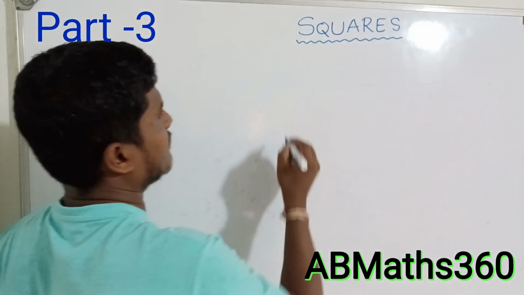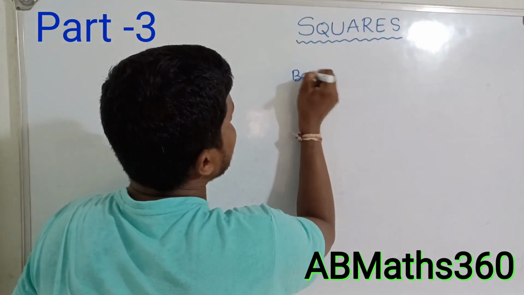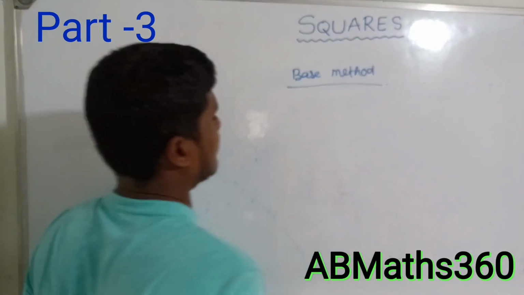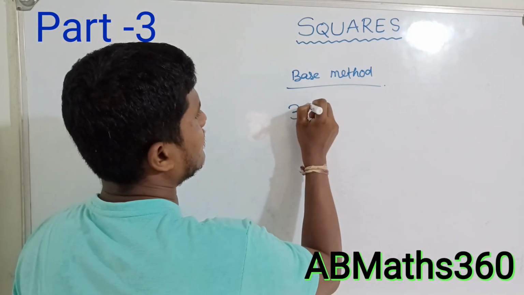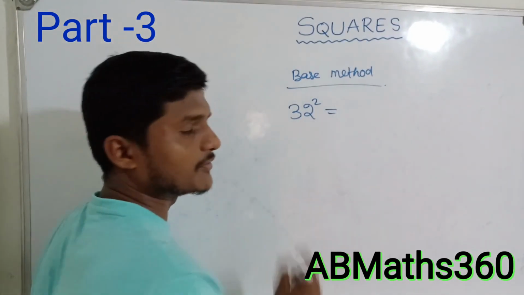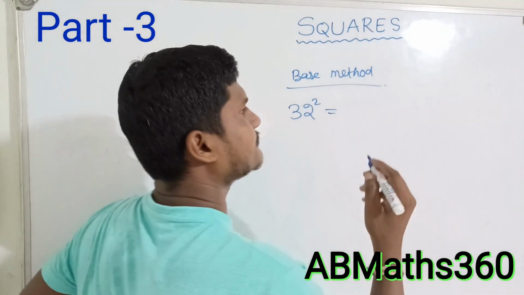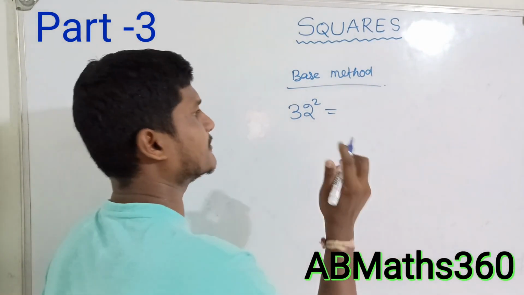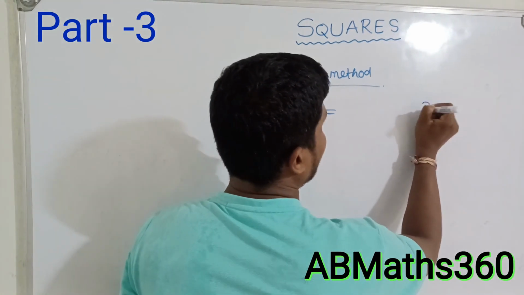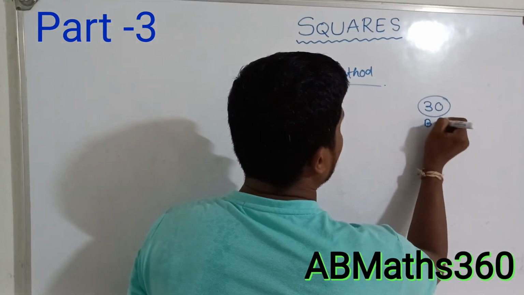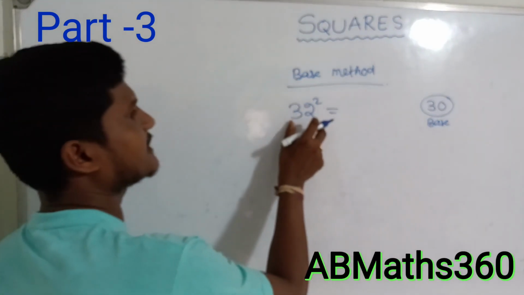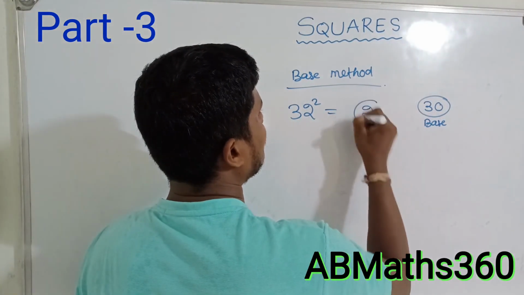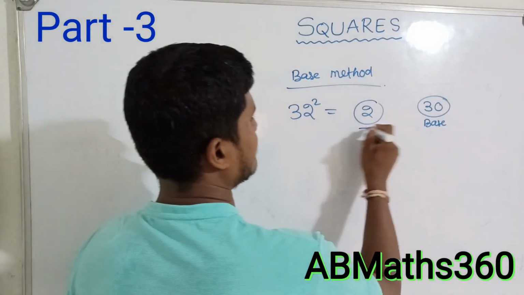Suppose I want a base method of your choice. Suppose I want to calculate the square of 32. You can take any number as your base. Suppose I take 30 as my base. So what is the difference between 30 and 32? Two places. Two is the difference.